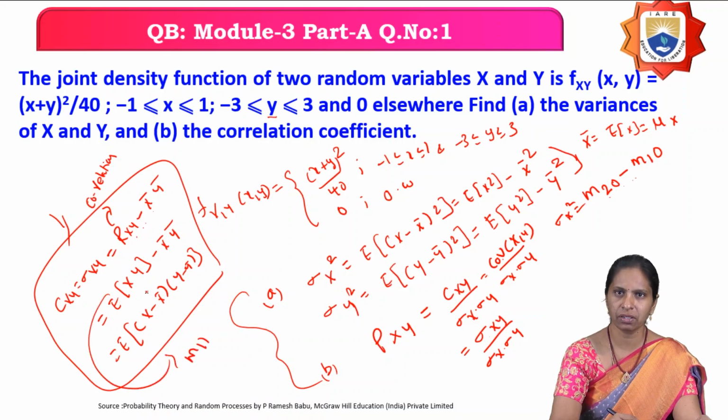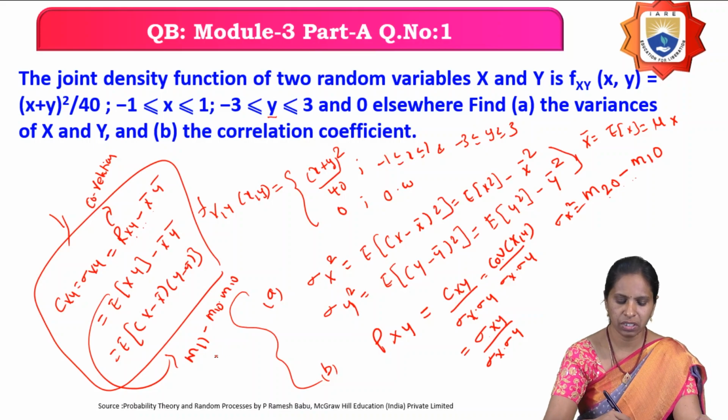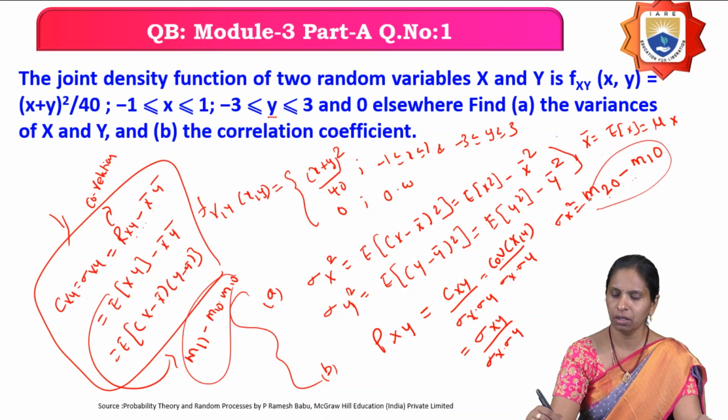M11 is nothing but the expectation of xy minus x bar y bar, that is M10 into M01. So this is the calculation of the variance as well as the covariance in terms of the joint moments about the origin.